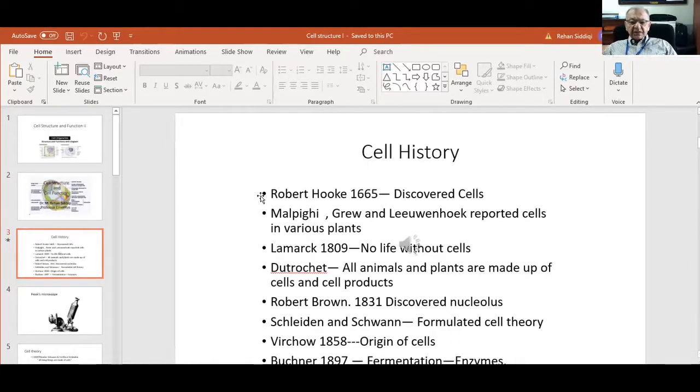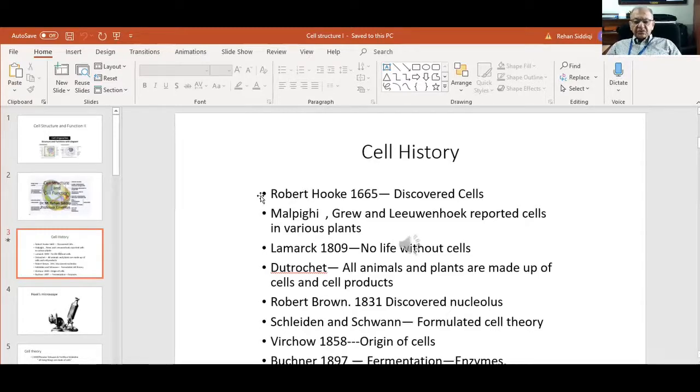Then there are several other names: Malpighi, Grew, and Leeuwenhoek. They also reported cells in various plants. The next name is Lamarck. Lamarck in 1809 said that there is no life without cells. There was this debate of biogenesis and abiogenesis, whether living things come from other living things or from non-living things. So Lamarck, 1809, for the first time said that biogenesis is true. Pasteur also worked on this theory of biogenesis.